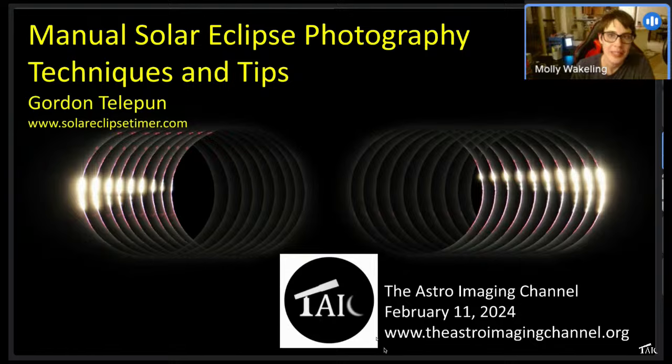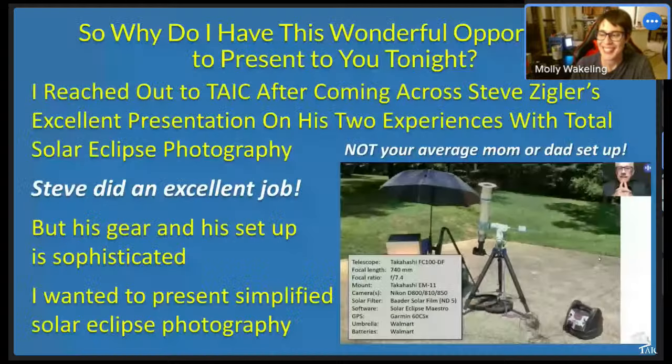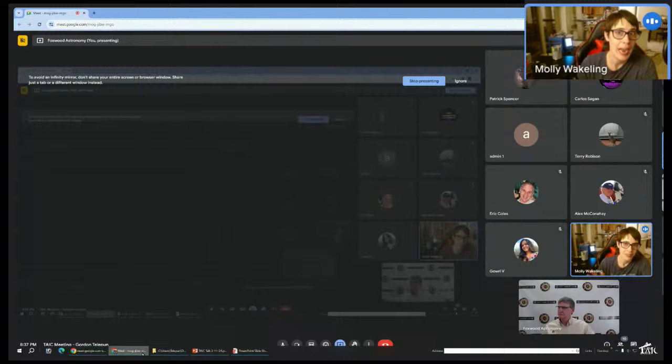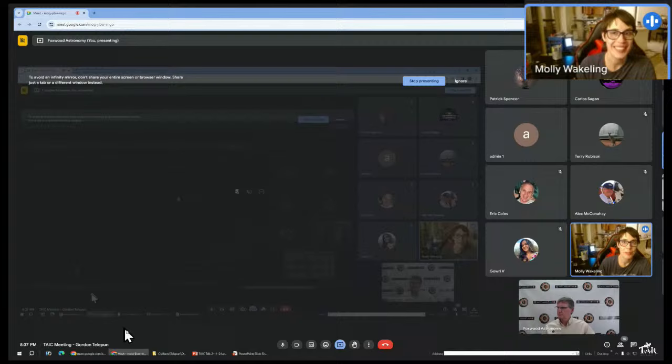So the Solar Eclipse Timer app, I got to use it in 2017 and 2019 as well. It announces when things are happening during the eclipse, which is great when everything is crazy and it's hard to focus on what's happening in the moment. The app will speak to you and remind you, like, look for shadow bands and take off your filters and stuff like that. And that's really helpful.